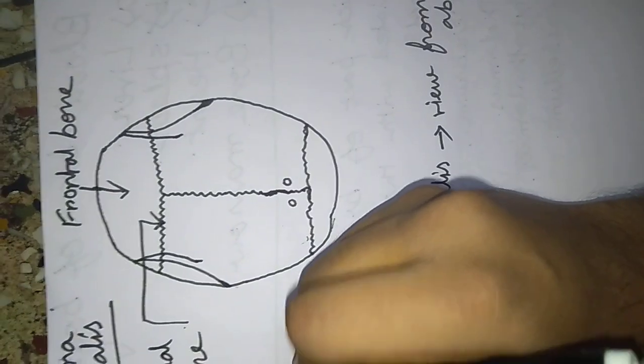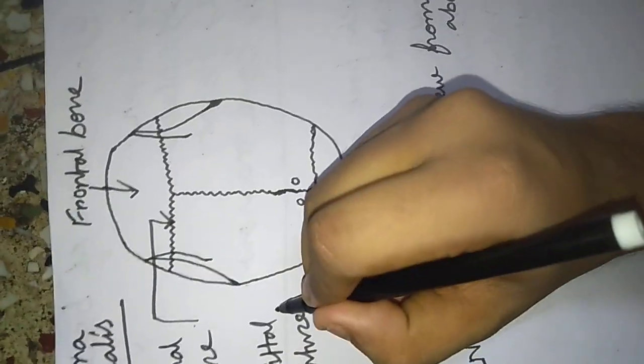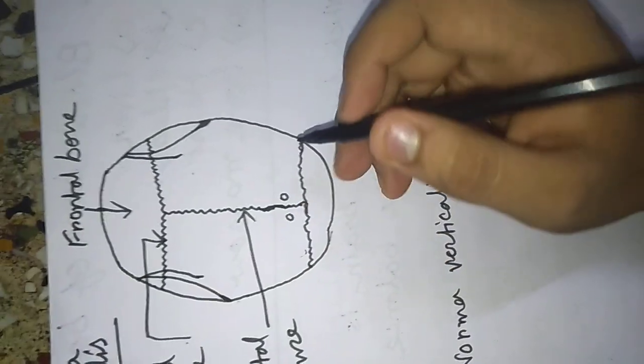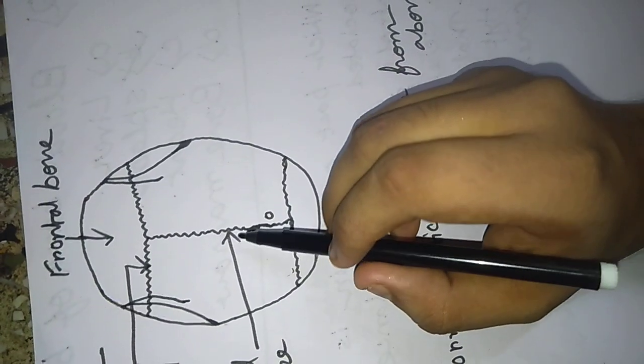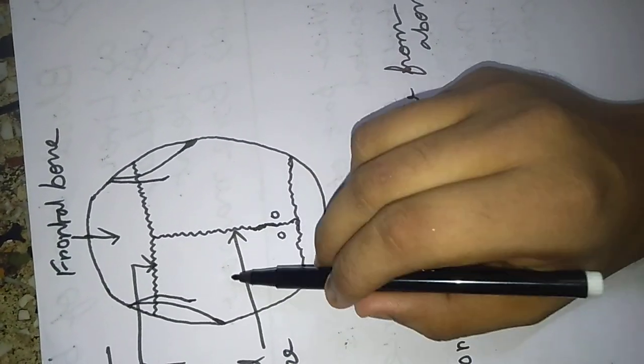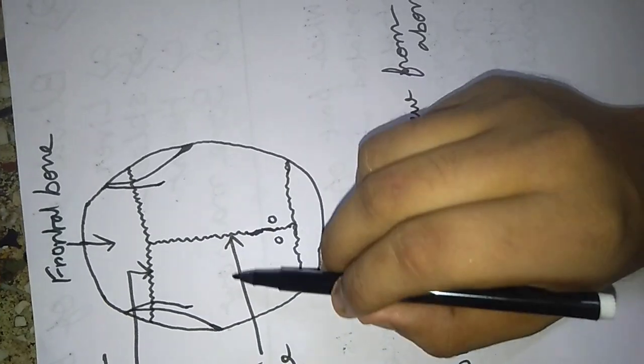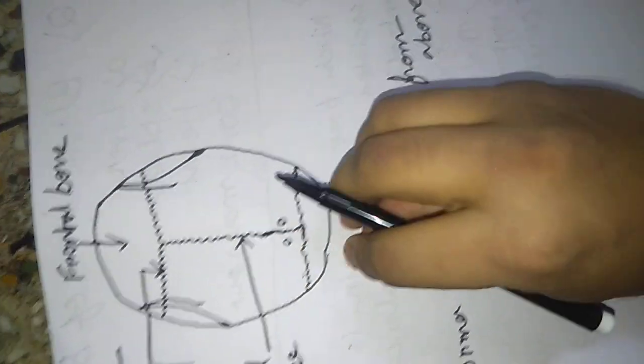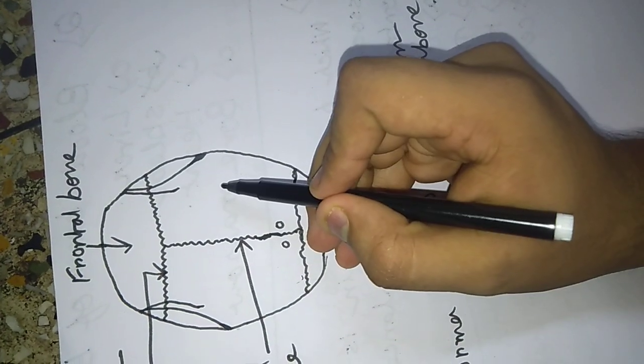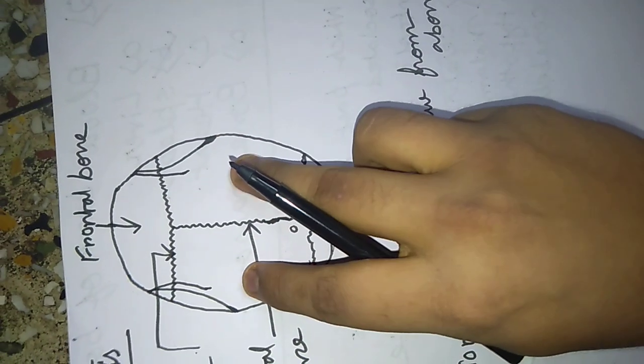This is called the sagittal suture. What is the sagittal suture? The sagittal suture is a suture which is present between the two parietal bones. It mainly separates the two parietal bones. This is one parietal bone and this one is also a parietal bone.